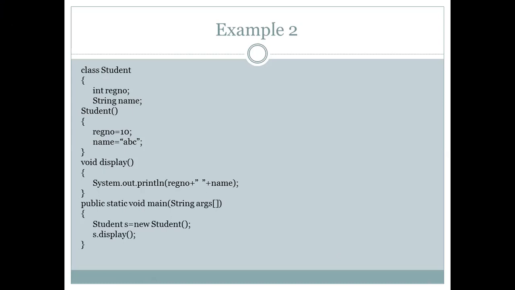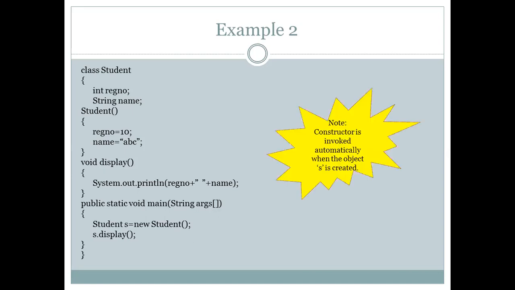And when the constructor is called, the code within the constructor will be executed and register number will take the value 10 and the name variable will take the value ABC. Hence, when you execute this program, the output will be 10 ABC. So the point to be noted here is the constructor is invoked automatically when the object S is created.